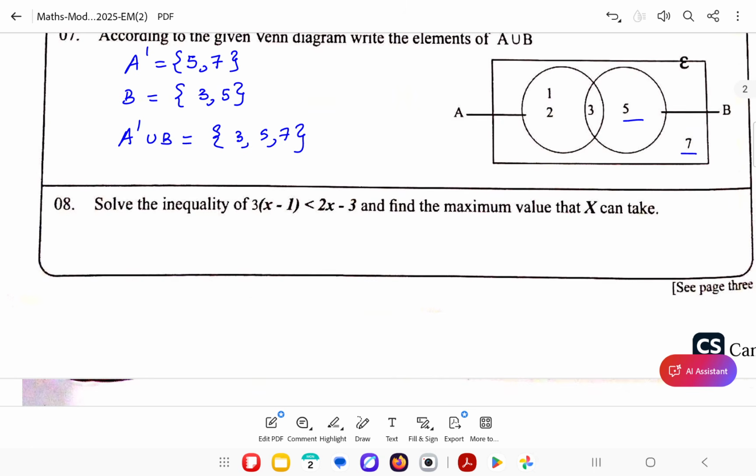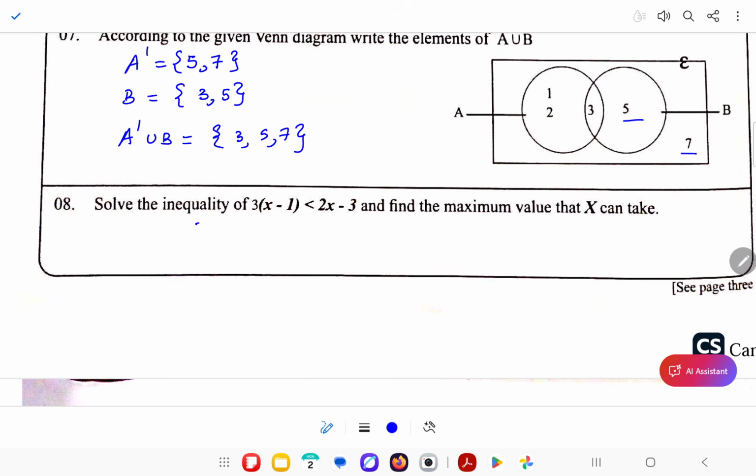Right. Next one. Question number 8. Solve the inequality and find the maximum value that x can take. So expand the brackets. 3x minus 3 is less than 2x minus 3. 3 is cancelled. X comes to this side. So x is less than 0. That's the inequality.